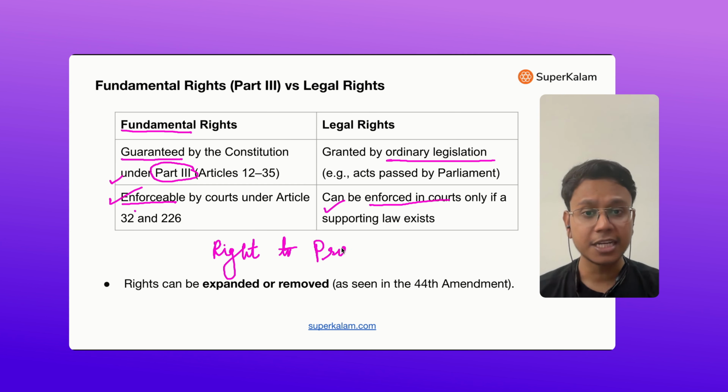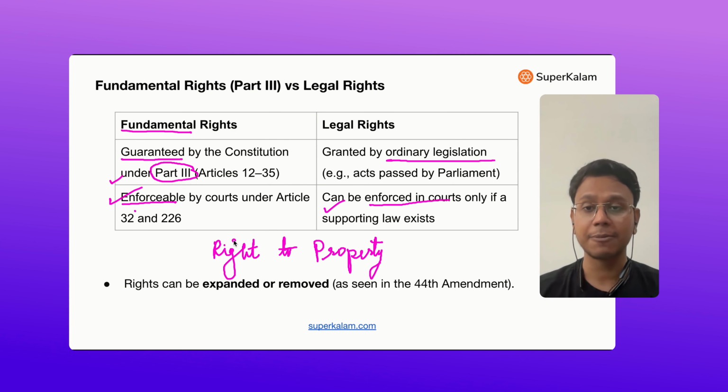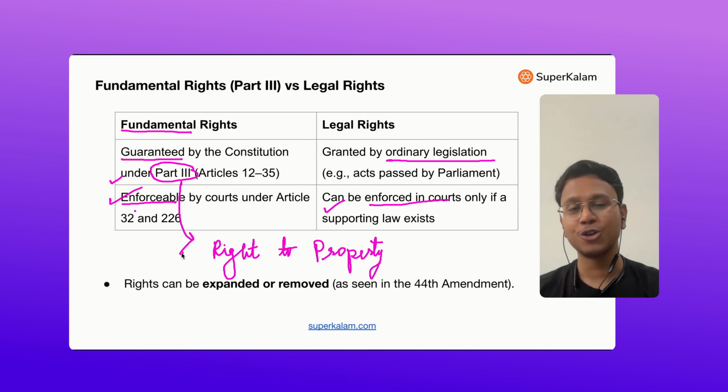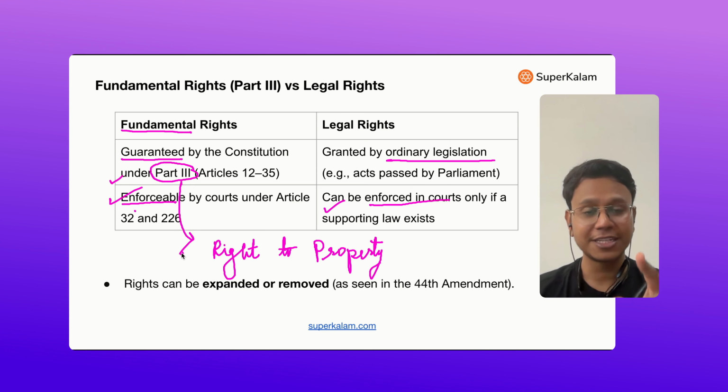Now, right to property is not a fundamental right. Earlier, it used to be a fundamental right, but it is not now. Why? Because it has been removed from Part 3. I want to know from you all which amendment removed right to property from fundamental rights. Just tell me in the comments, right?